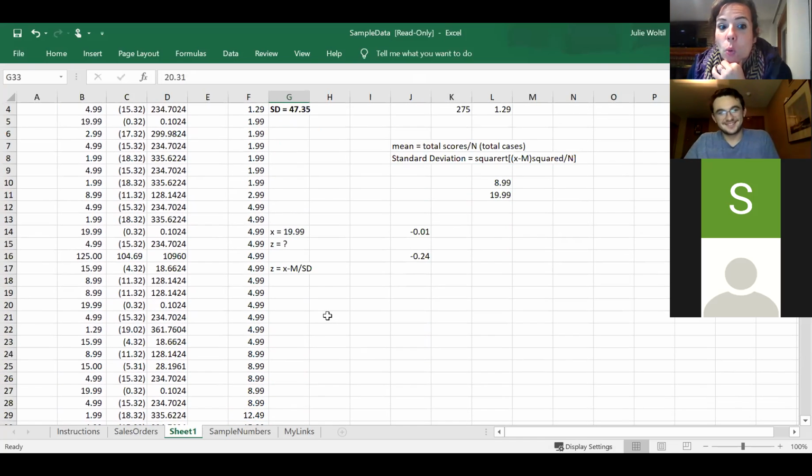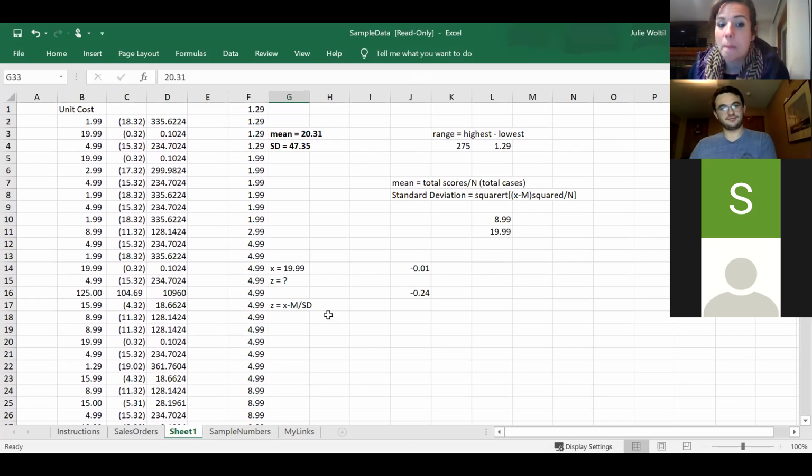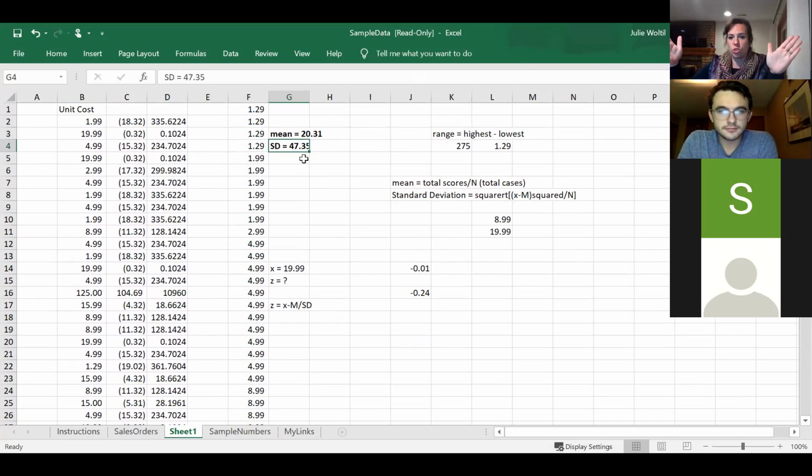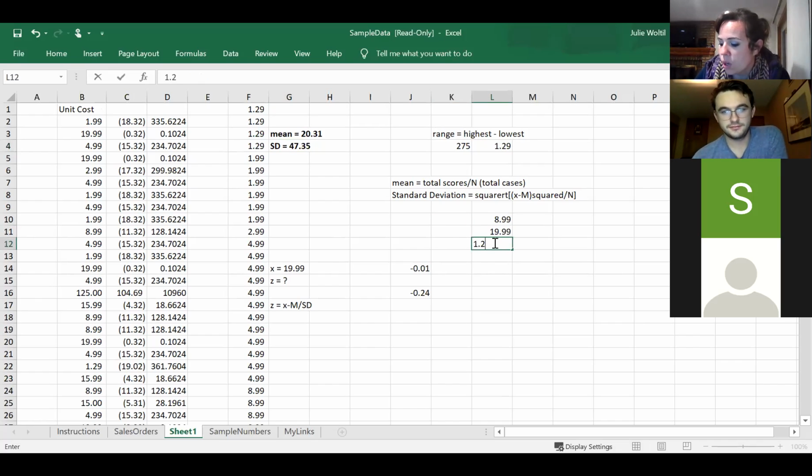The median may have been a better representation here, but we cannot use the median to calculate a z-score, okay? So in order for us to have a great amount of variability, the standard deviation is 47. That tells us it's huge, right? That's to account for those really big outliers. So let's now use the smallest value, 1.29. Let's see what we get with that, okay?